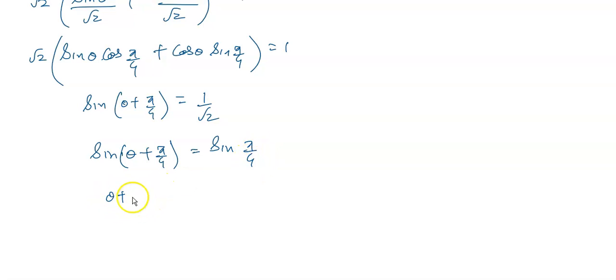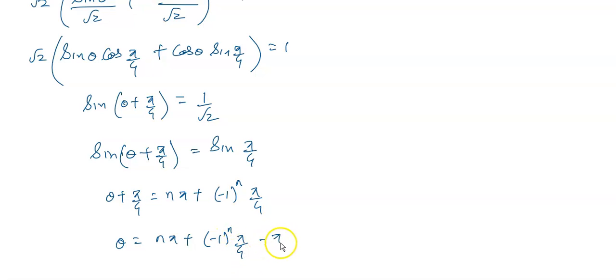हम इसको लिख सकते हैं theta plus pi by 4 is equals to n pi plus minus 1 to the power of n into alpha, which is pi by 4। So finally our answer is theta is equals to n pi plus minus 1 to the power of n into pi by 4 minus pi by 4. This is the answer.